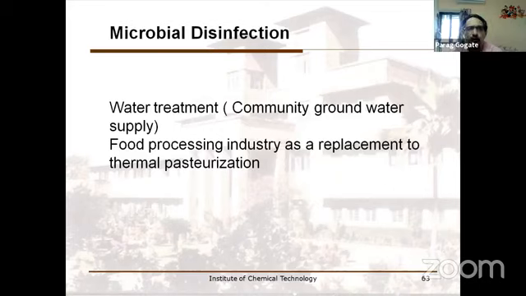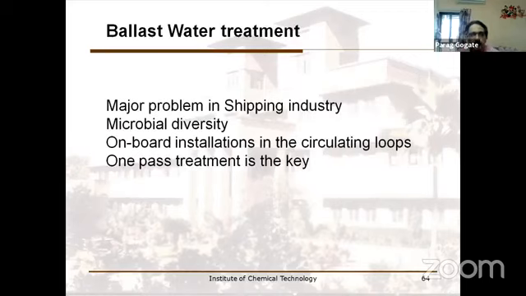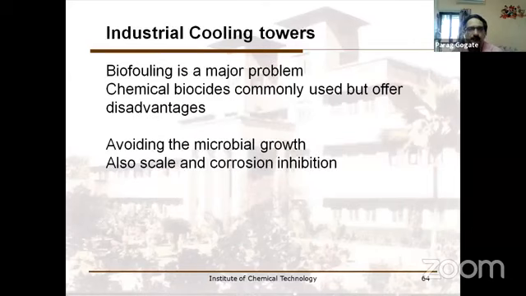So you can use it for water treatment, say a community groundwater supply. In communities, you can also use it for recycle of your say laundry wastewater. That can be treated and then recycled back. You can also use it in food processing industry as a replacement to thermal pasteurization. That is an advantage. Ballast water treatment, we have already seen it's a major problem in shipping industry. Because of microbial diversity, you cannot discharge your ballast water from one port to other without treatment. So onboard installations are going to be requirement. And as I already said, one pass treatment will be the key.